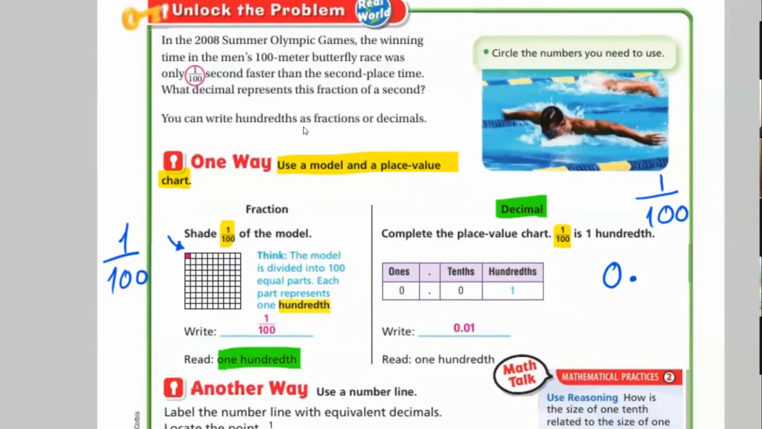Then, because we have 2 zeros in 100, we're going to write 2 digits after the decimal point. In the previous lesson, we wrote only one digit after the decimal point because we had 10 in the denominator. But today we're going to write two digits after the decimal point because 100 includes two zeros.